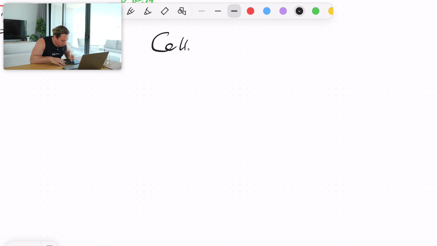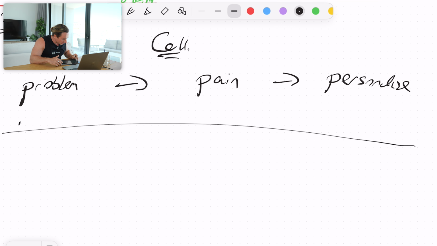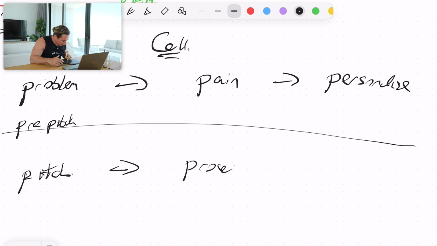So how does the call actually run? If you end up taking a 30-minute call, we look at the problem, which we just discussed, current state. We look at the pain that's occurring, the consequence. We personalize it. This is pre-pitch. Then we have the pitch, where we walk through the solution. Then we have the process to get started. And then we have the price.